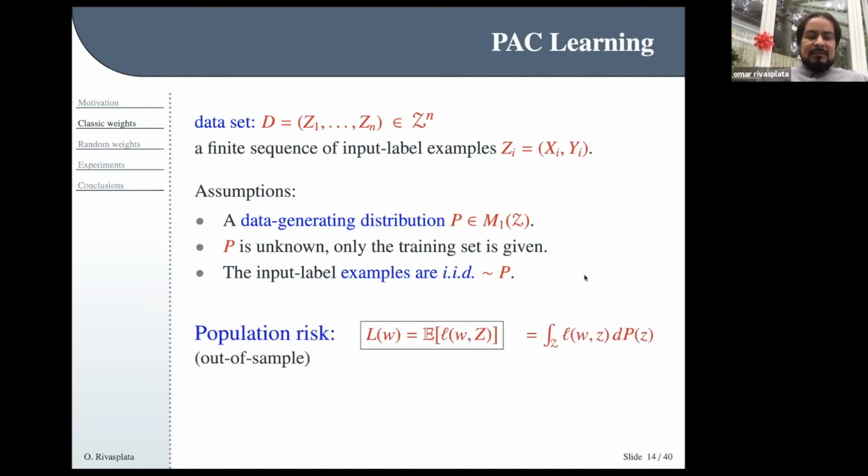And then there is this ideal measure of performance called population risk, or the loss of a weight vector, which is the expected loss with respect to any example, call it Z, chosen from that data generating distribution. Here, outside of the box, it is written as an integral to make it clear this is an expectation with respect to Z, while the weight vector W is fixed in this quantity. So that's the ideal quantity. The problem with it is that it is an unobservable quantity. We don't have direct access to it because the data generating distribution is unknown.